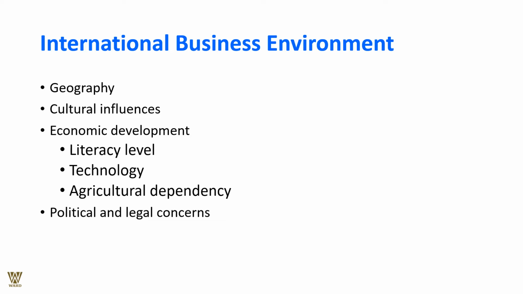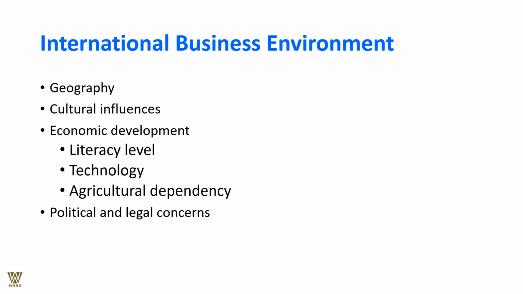It is all about cultural influences, economic development. When I say economic development, I mean literacy level, technology usage or adoption, and agriculture dependency. Whether it's literacy level, technology, or agriculture dependency, we are looking at which dominant economy that particular society is based on. Is it agriculture oriented, is it tech oriented, or is it knowledge oriented?